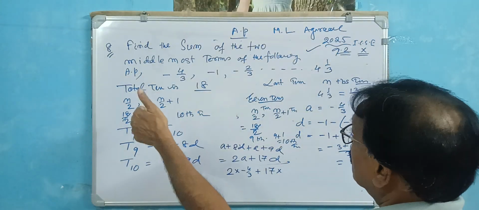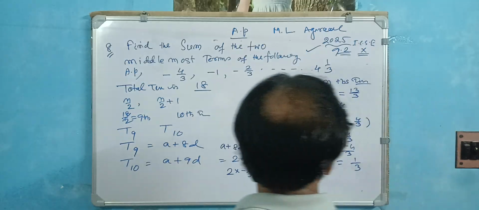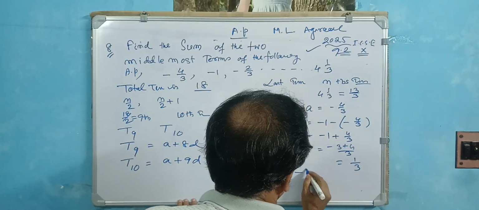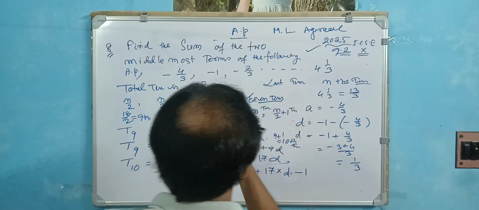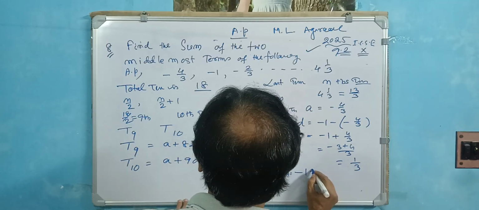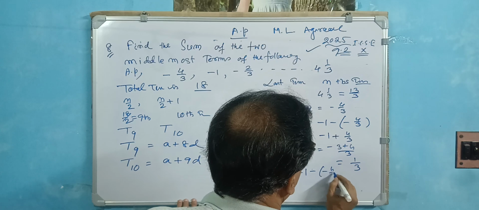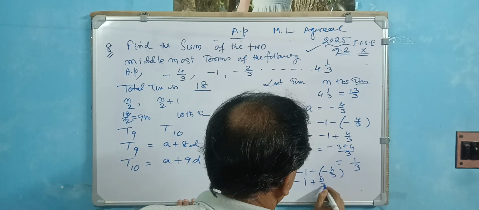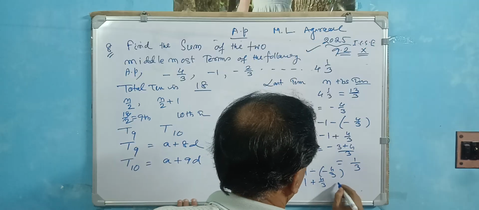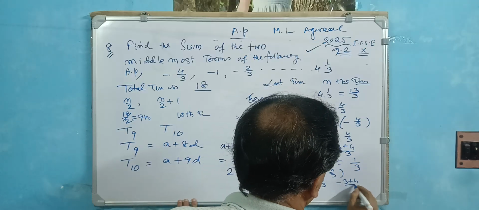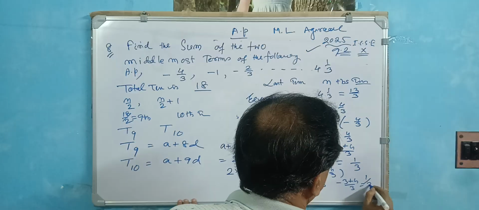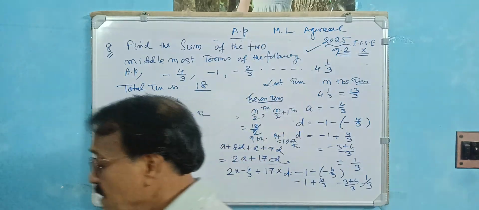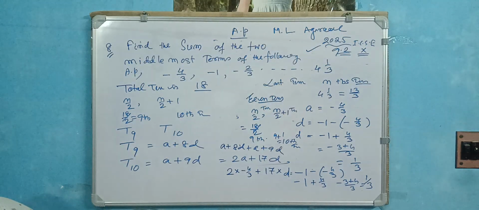We have erased d, so just calculate. D is equal to minus 1 minus of minus 4 by 3, that is minus 1 plus 4 by 3. This is minus 3 plus 4 by 3, which is 1 by 3. D is 1 by 3.